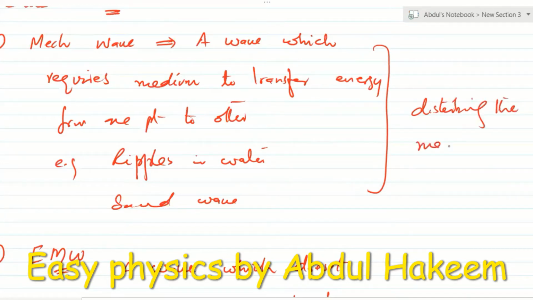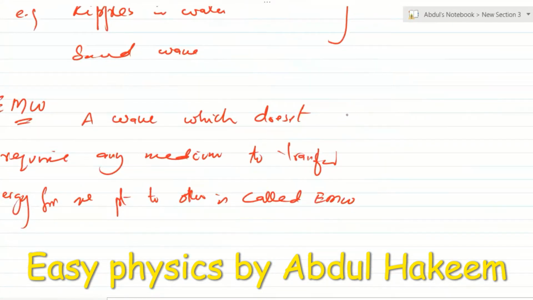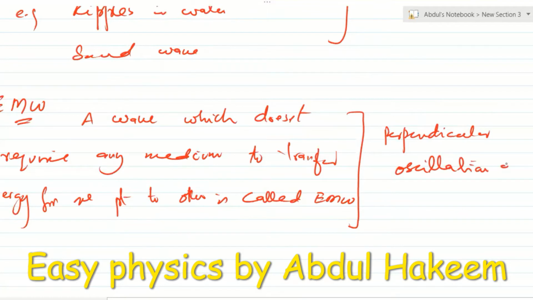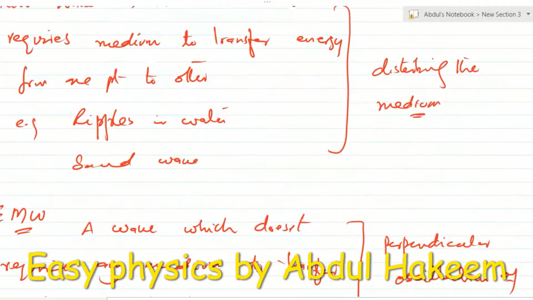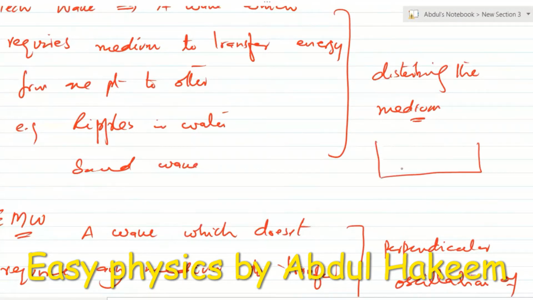When medium is disturbed, mechanical wave is produced, but the electromagnetic wave is produced by perpendicular oscillation of electric and magnetic field. For example, this is medium water. When it is disturbed with the help of the stick, the ripples are produced, so the mechanical wave is produced by disturbing the medium.